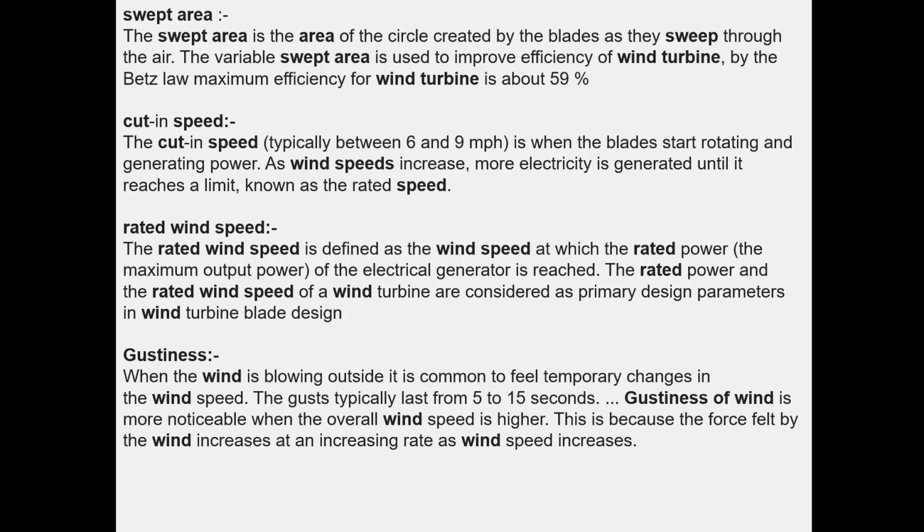Rated wind speed. The rated wind speed is defined as the wind speed at which rated power, the maximum output power of the electrical generator, is reached. The rated power and rated wind speed of the wind turbine are considered as primary design parameters in wind turbine blade design.